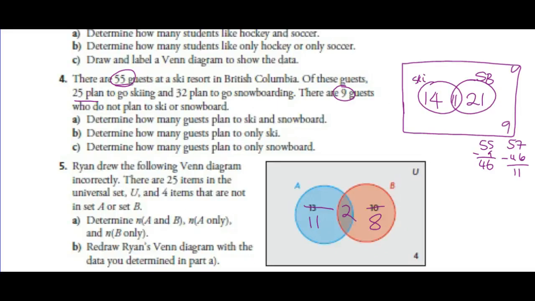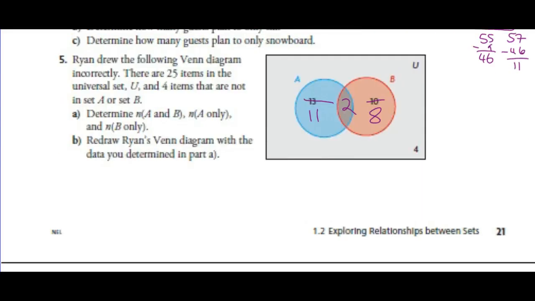I need 13 in A, but it's not 13 who are doing only A. There are 2 who are doing both A and B, 11 who are doing only A, giving me 13. So the number in A is 13. But the number in A only is 11. The number in A and B is 2. The number in B only is 8. And the number in B is 10. So that's how we're going to handle that one. And that's that, right?